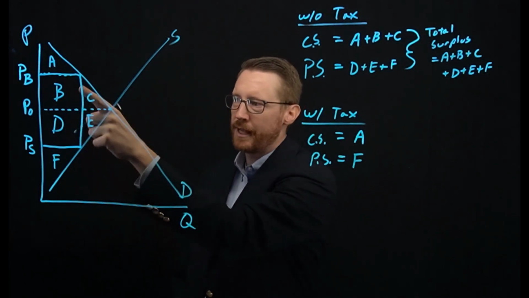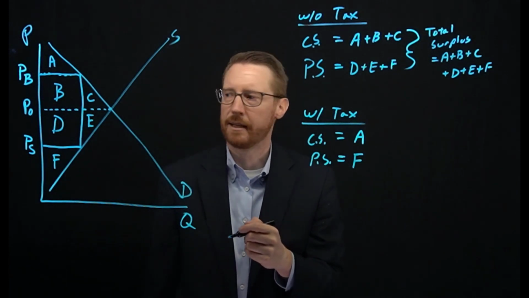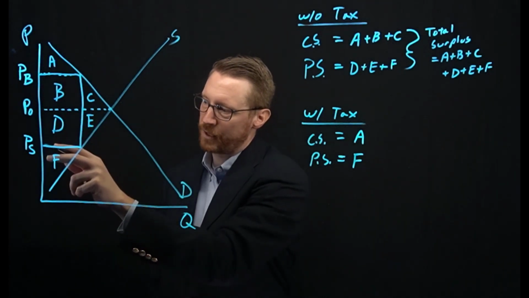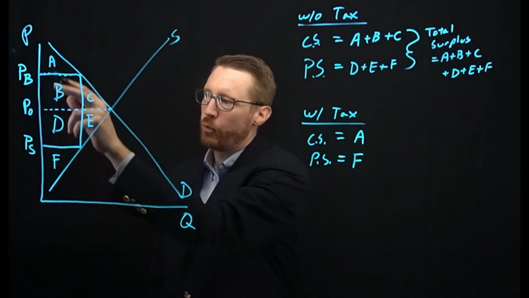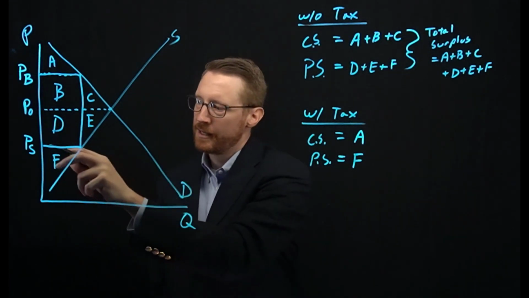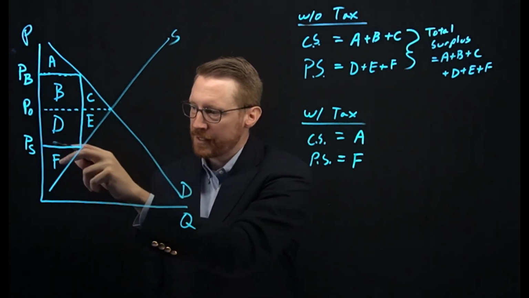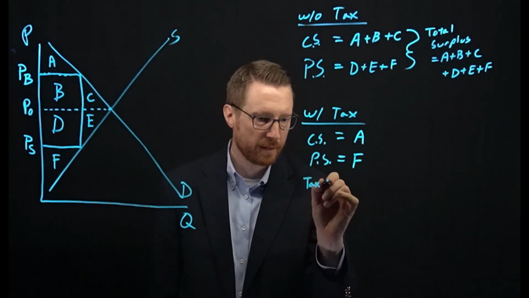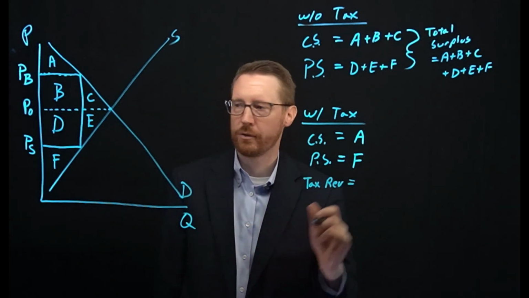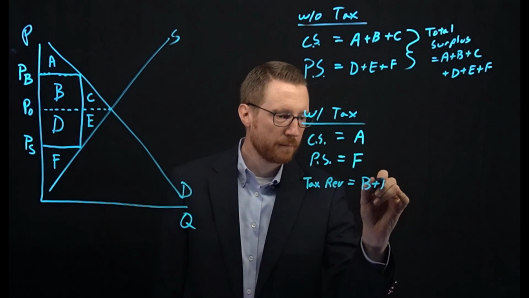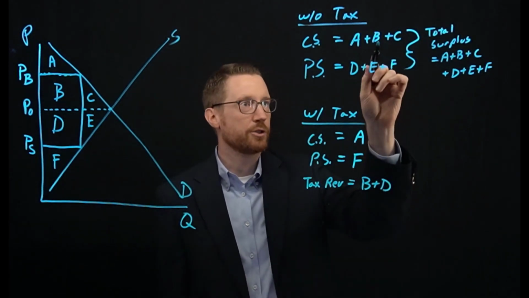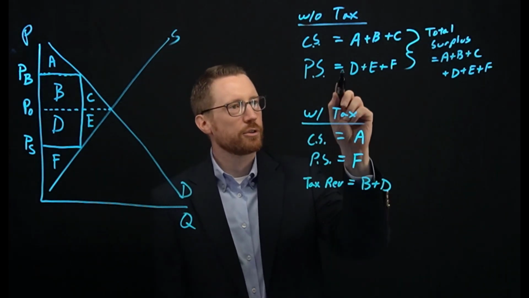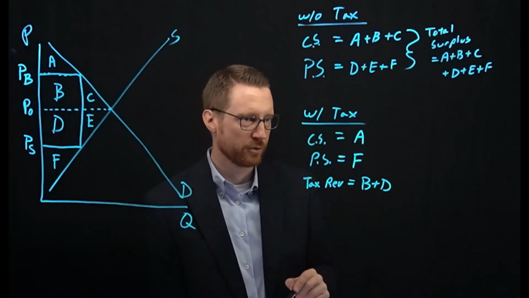What's missing? What happened to areas B and D? So those are our tax revenue, right? The difference between what the buyer pays and what the seller receives, this wedge between those two, that's the tax, times the quantity, the tax times the quantity, oh, that's the tax revenue, right? So our tax revenue is equal to area B plus D. So our consumers lost area B to tax revenues paid. Our producers lost area D to tax revenues paid.